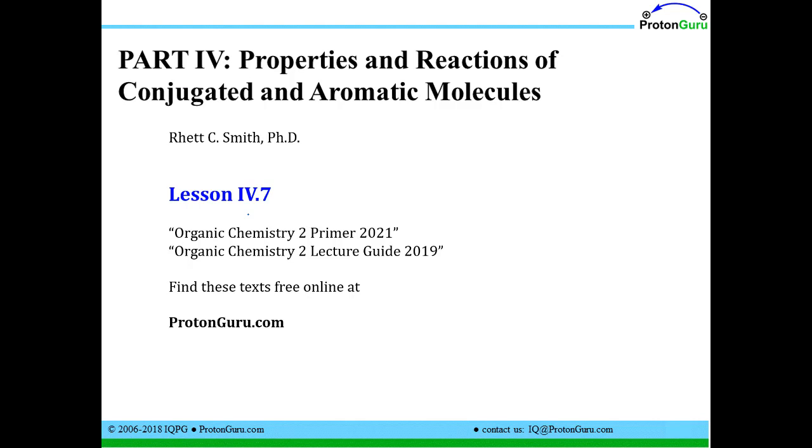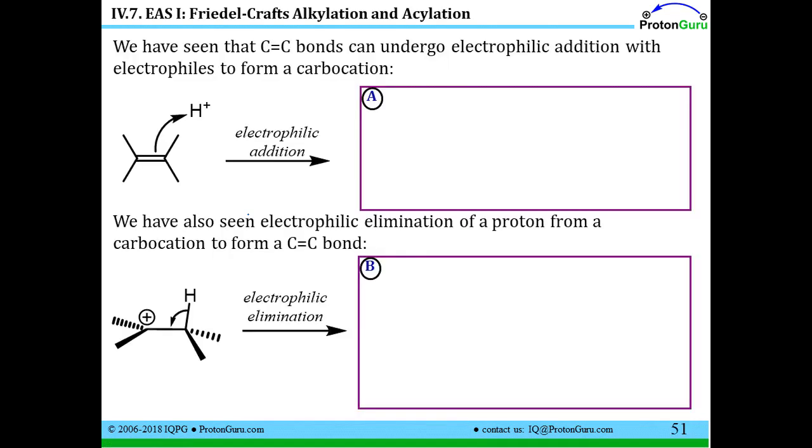Today we're going to go over Lesson 4.7 in the Organic Chemistry 2 Primer 2021, and we're going to start learning about the reactivity of aromatic species. We're going to talk about reactions that benzene can do specifically. Now, benzene has all these double bonds in its structure, if you remember. So we want to talk about what we know about how double bonds can do reactions.